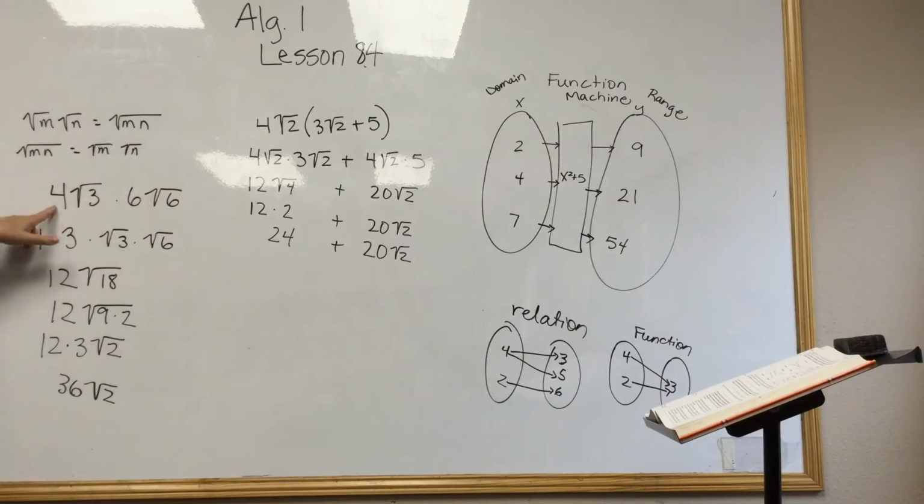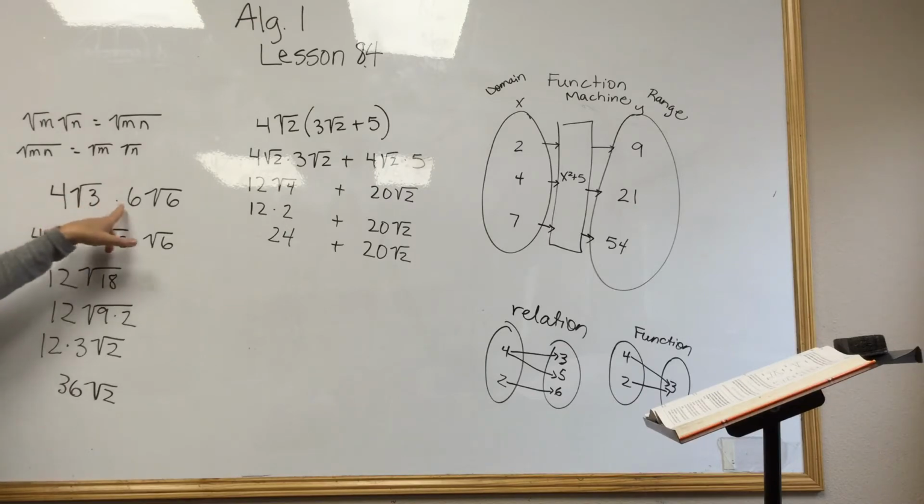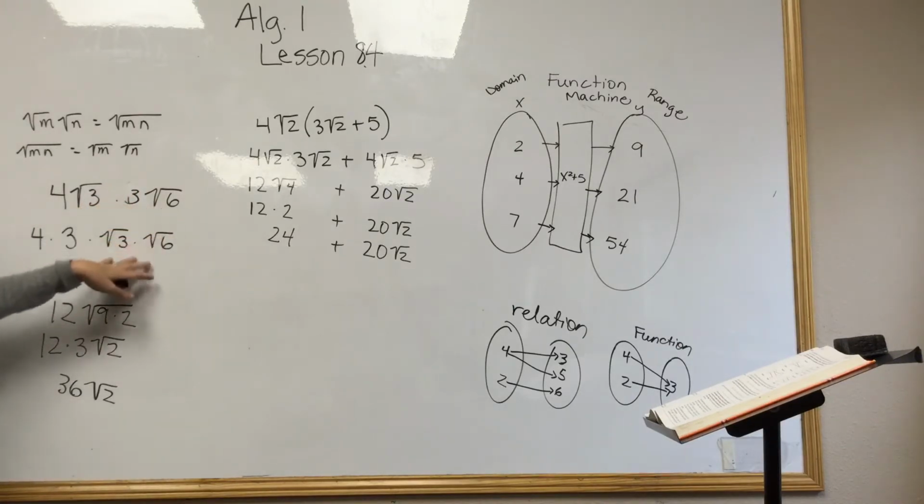If I'm multiplying 4 times the square root of 3, they're right next to each other, so that means multiplied, times 3 times the square root of 6, then that's the same thing as saying 4 times 3, I'm sorry, I'm going to make that a 3. 4 times 3 and the square root of 3 times the square root of 6. I just rearranged it like we did in that other lesson. So that would be 12 times the square root of 18.